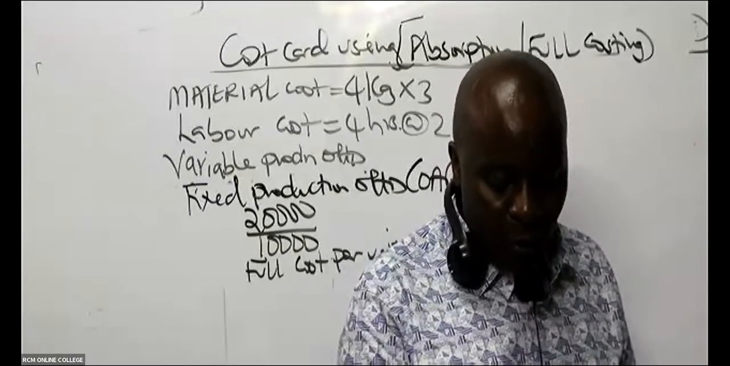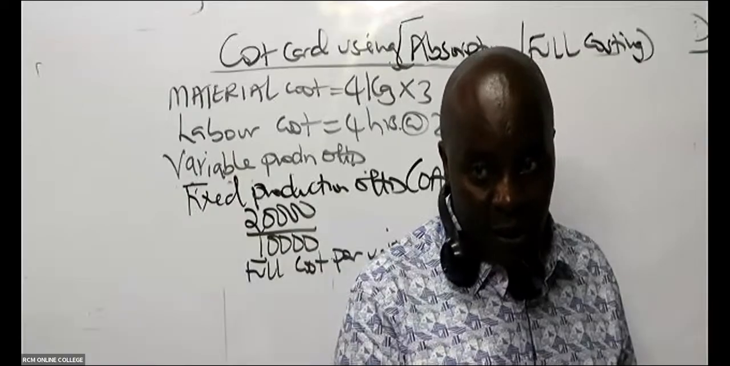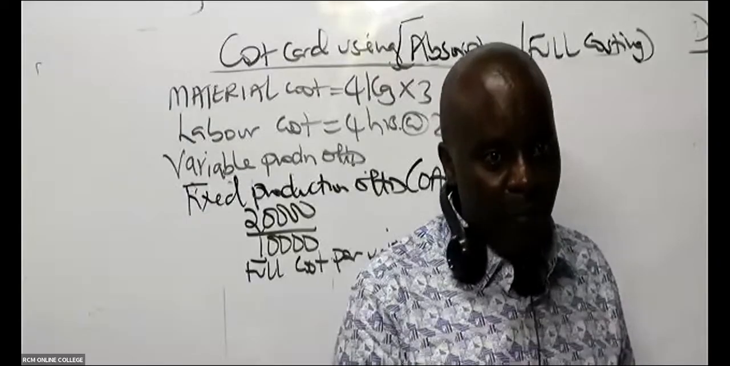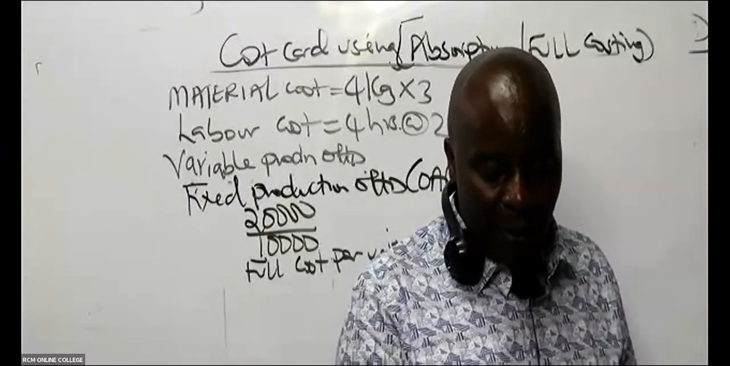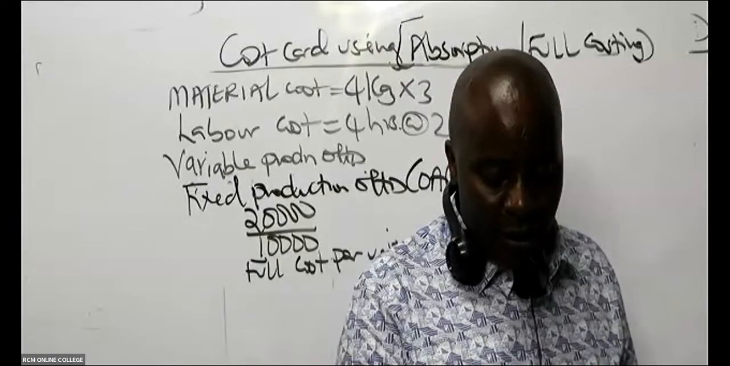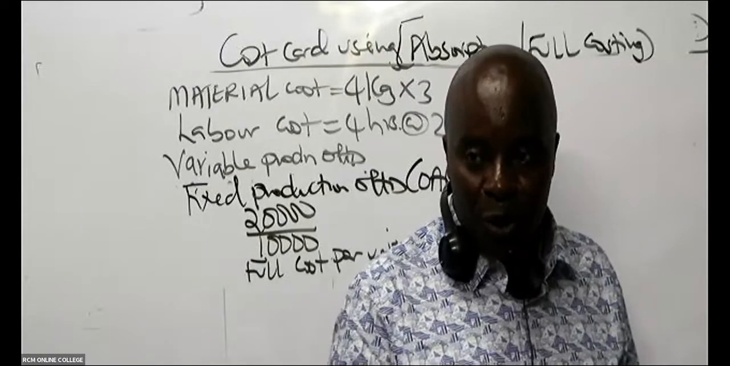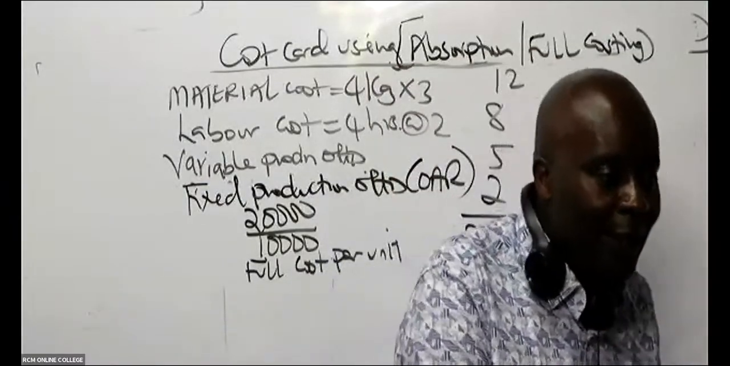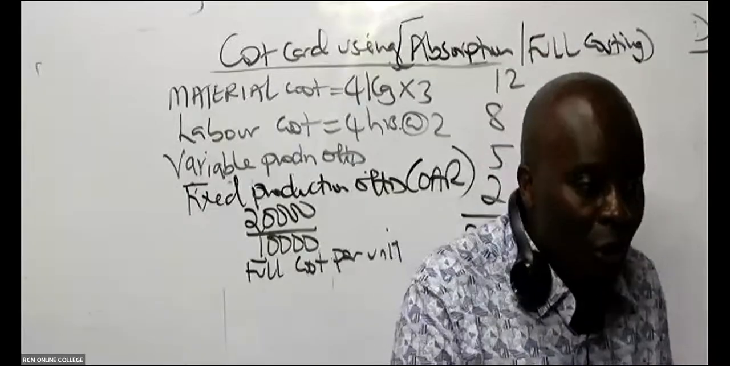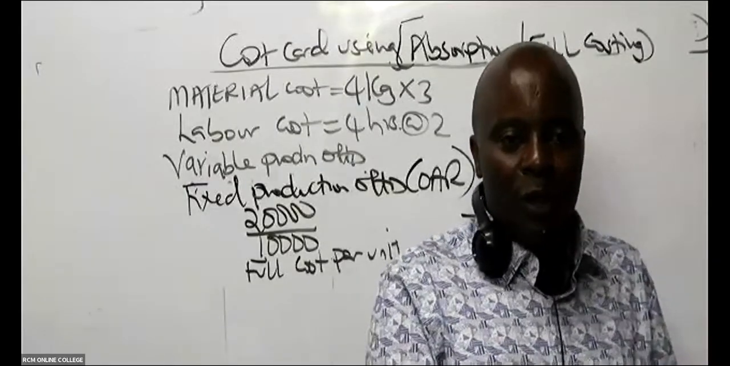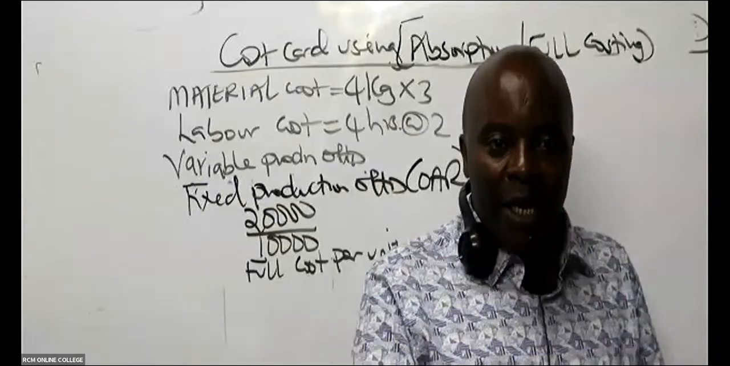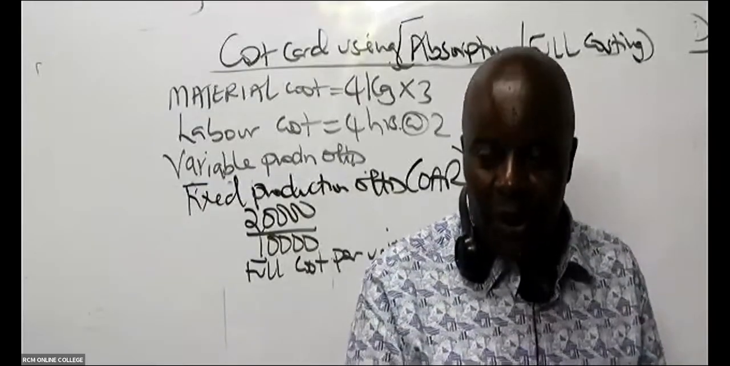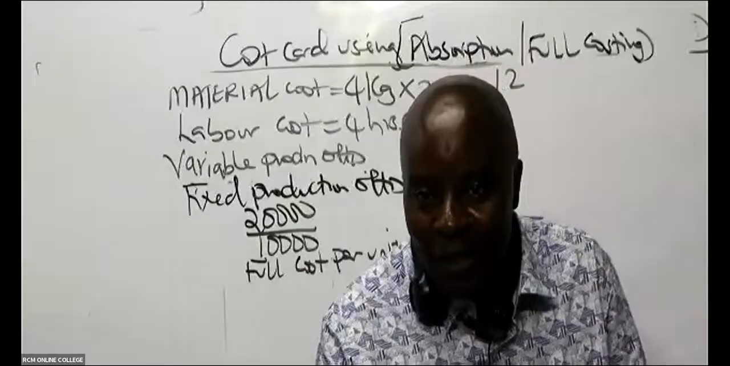I hope you've been able to write that statement in your mother tongue, that all selling, distribution, marketing costs can never be absorbed to units produced. All those selling costs, marketing costs, distribution costs, they can never be absorbed to units produced. They can never be part of cost of goods sold.